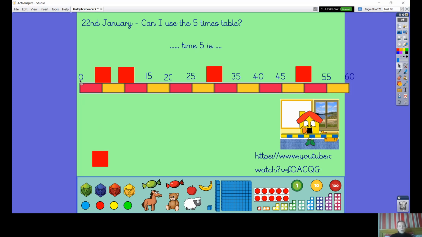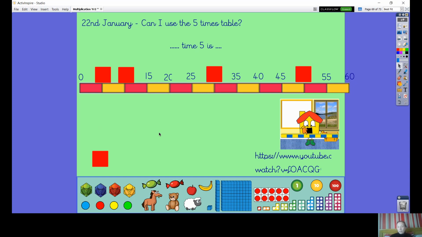0 times 5 is 0. 1 times 5 is 5. 2 times 5 is 10. 3 times 5 is 15. 4 times 5 is 20. 5 times 5 is 25. 6 times 5 is 30. 7 times 5 is 35. 8 times 5 is 40. 9 times 5 is 45. 10 times 5 is 50. 11 times 5 is 55. 12 times 5 is 60.